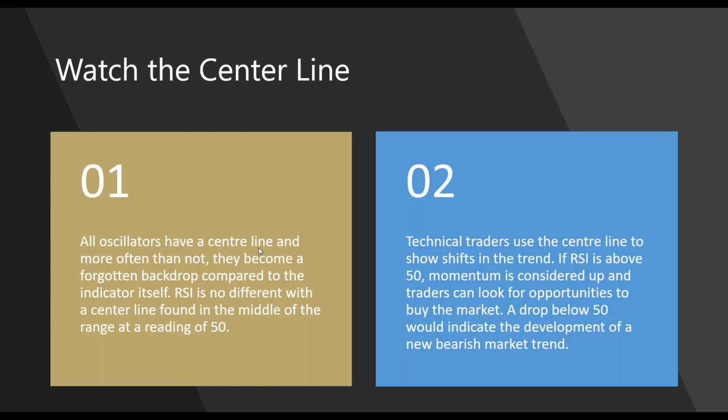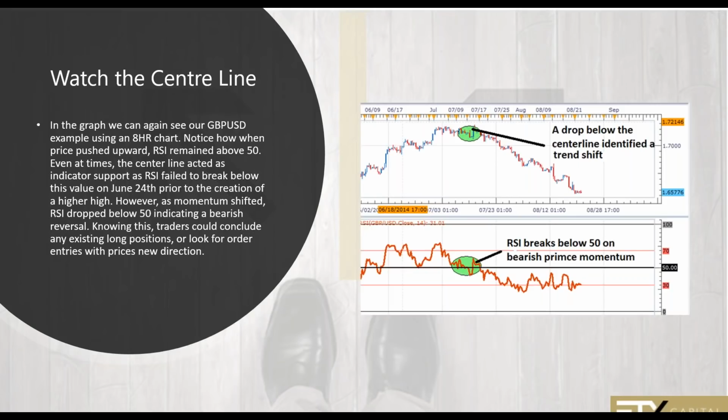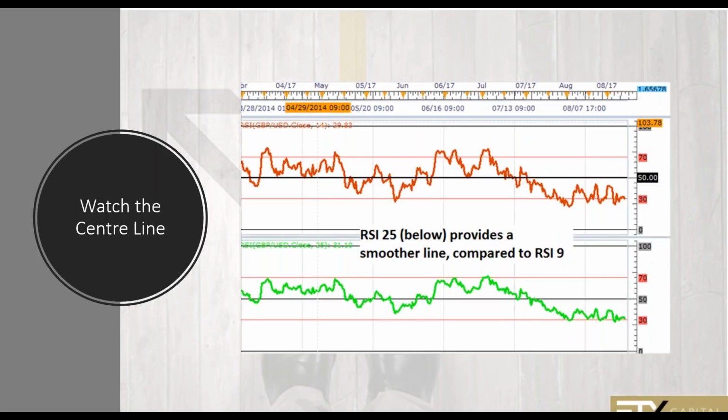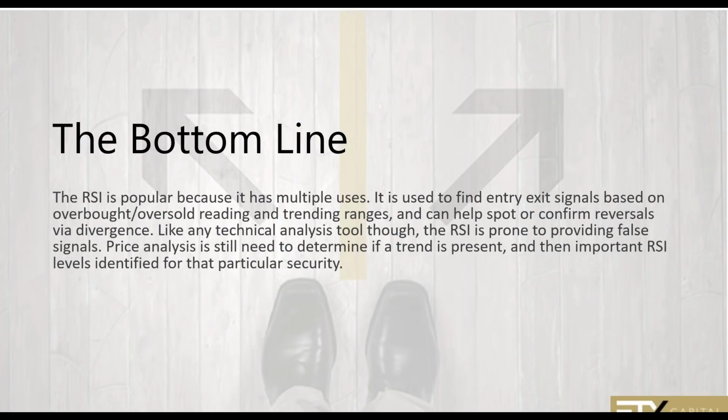All oscillators have a center line, and more often than not, they become a forgotten backdrop compared to the indicator itself. RSI is no different. A center line is found in the middle of the range at a reading of 50. Technical traders use the center line to show shifts in the trend. If RSI is above 50, momentum is considered up, and traders can look for opportunities to buy the market. A drop below 50 would indicate the development of a new bearish downtrend. So watch the center line at all times. It can become more important than the 30 and 70, or the 40 and 60, or the 80-20 line.